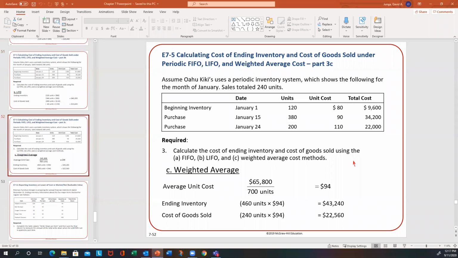All right, weighted average. Again, they came up with a total average cost of 94, and that's pretty easy. You just take your ending inventory units and your cost of goods sold units and then multiply by that average, and then that's going to be your cost for ending inventory and cost of goods sold.